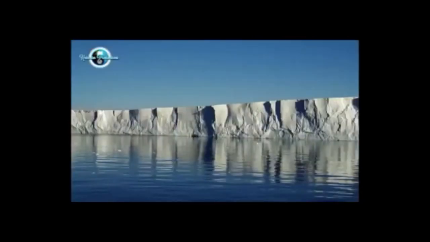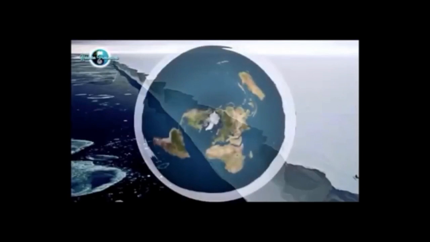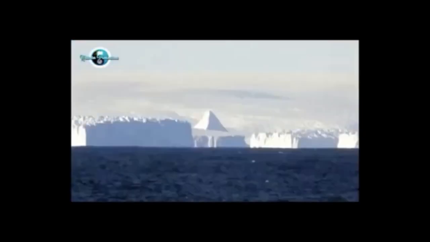So how come ships don't go off the sea if it's flat? How come ships don't fall off the edge? Well, here's why they don't fall off the edge. There's a 200 to 300 foot high wall that is the border that Scripture says is keeping everything in. Nothing's going past that.